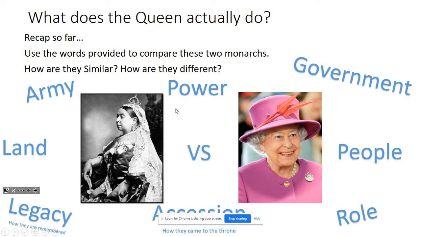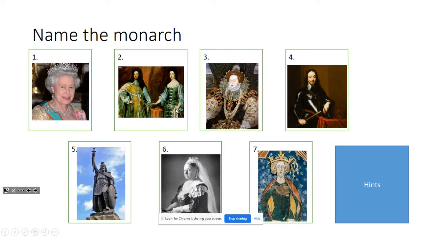So as it's our final lesson, we're kind of bringing everything back together. What I'd like you to do is take the seven of the monarchs that we've looked at, and I want you to identify who they are. So write the number and see if you can identify the name. Give it a go. Come back to me in 2 minutes. If you're struggling, wait for the hints.